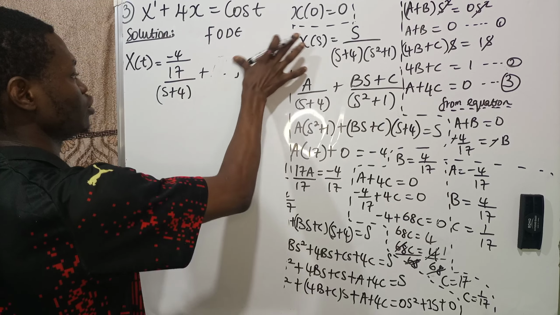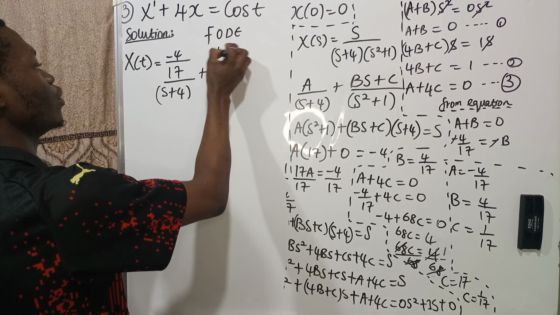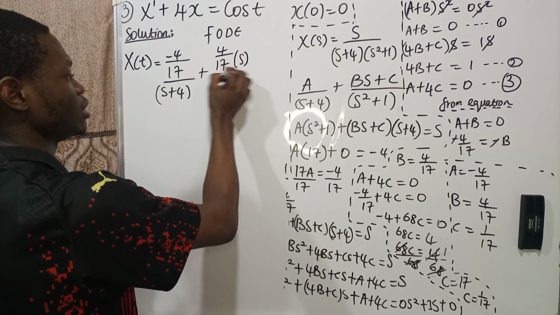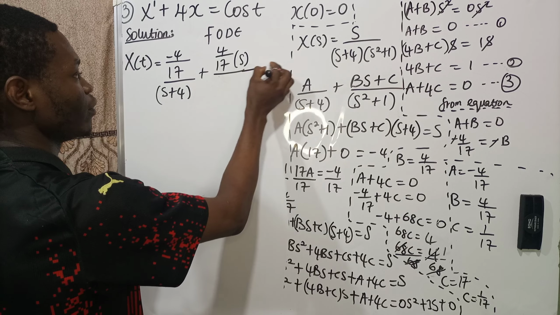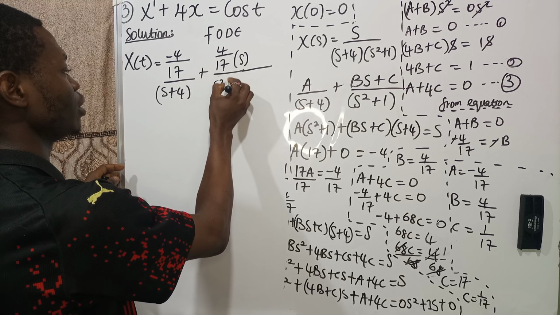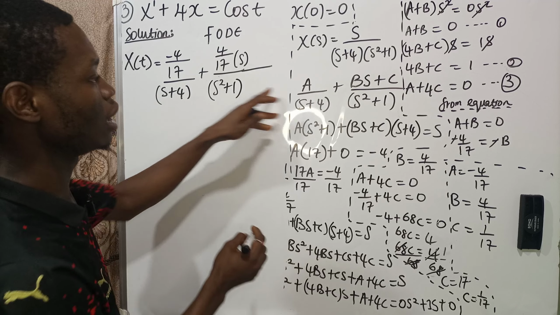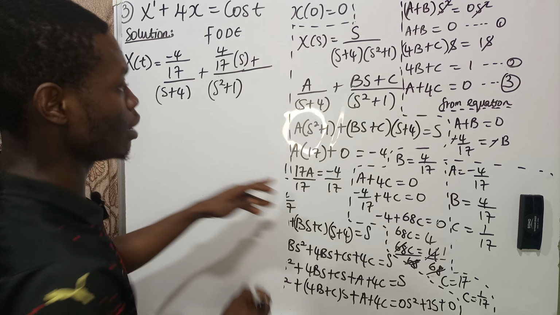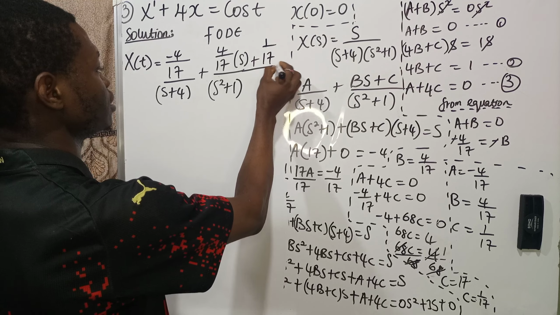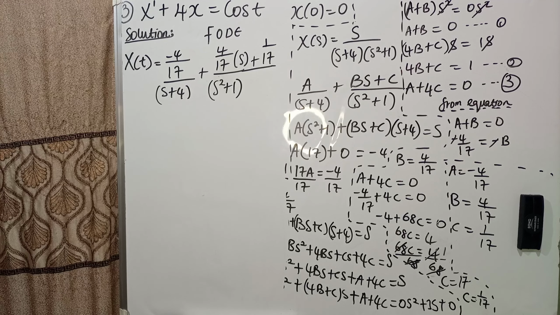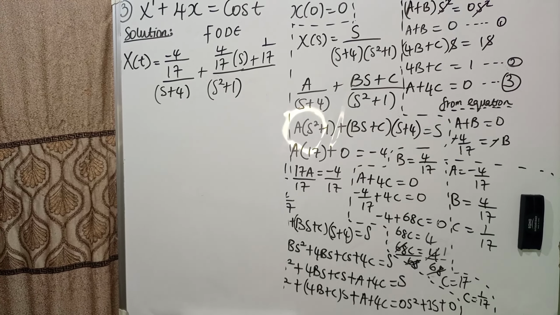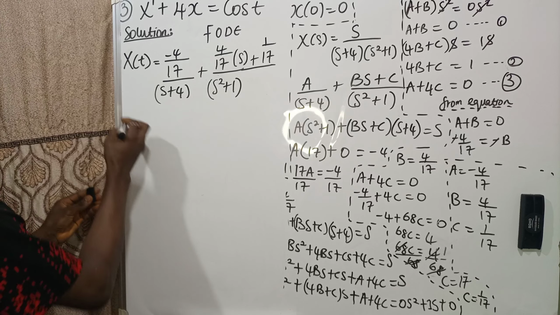Let me write it so that it will be in the same distance. 4 over 17 times s all over s squared plus 1. Then plus our c, which is 1 all over 17. Can you see it from there? So we are going to have our x of t.